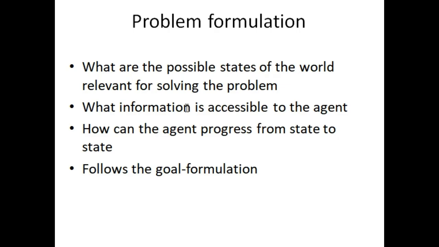How much information is accessible to our agent? The more information we can access, the better our agent can work accordingly. The agent will work according to the kind of information it has. As we discussed in the definition of agent, the input or percept sequence, the information that comes to us as a percept sequence shows how accessible it is. Then in our problem formulation we also discussed how the agent can progress from state to state.